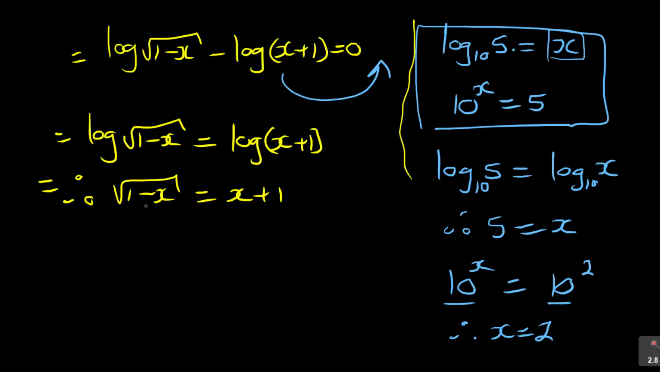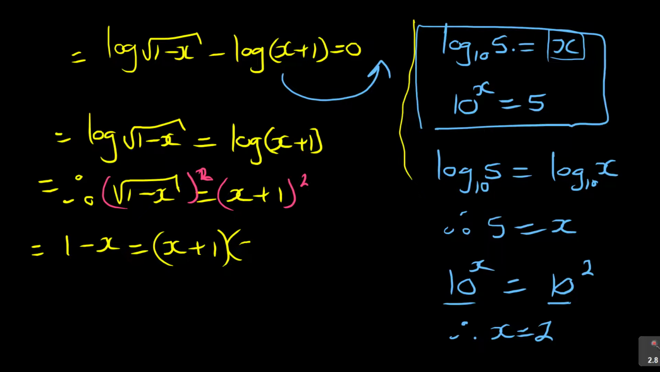But how do you simplify now? If there is a square root sign, the way to simplify is to square. What you do on the left, you also do on the right. You square both sides. Don't forget the bracket. The square root and the square cancel, and you get what is inside: 1 minus x is equal to x plus 1 squared. What does x plus 1 squared mean? It means there are two of them: x plus 1, x plus 1.